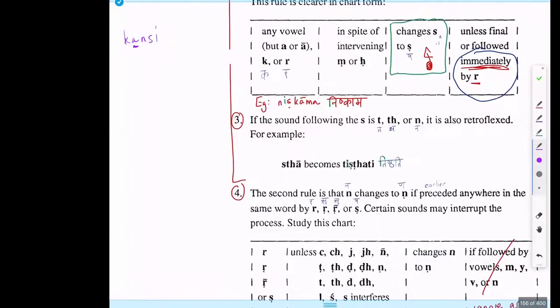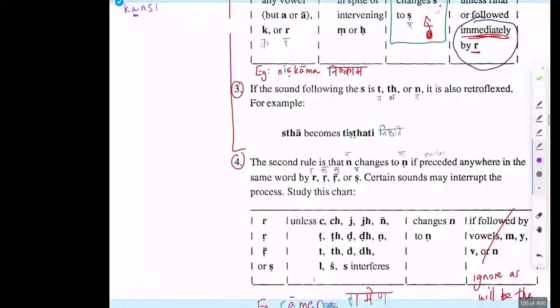Okay, one more. Now here it says, if the sound following the s is any one of these letters, t, p, or n, then they will all change into retroflex versions. So t into retroflex t, p into retroflex t and n into n retroflex.